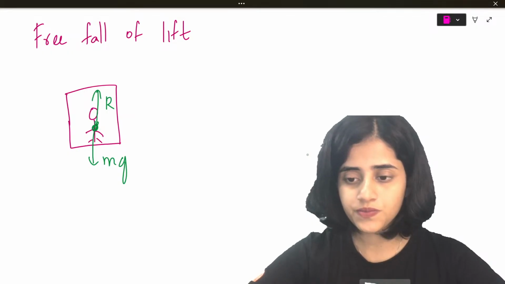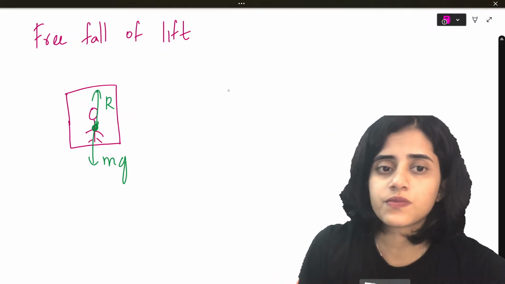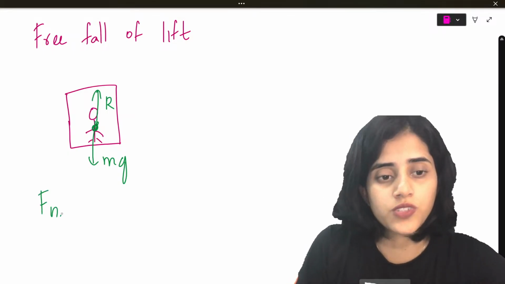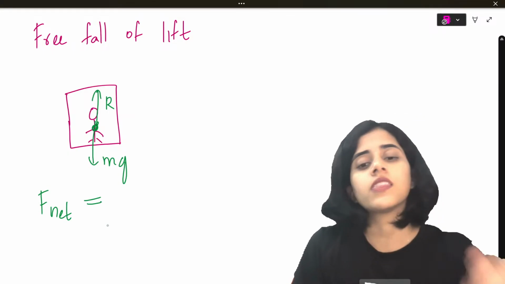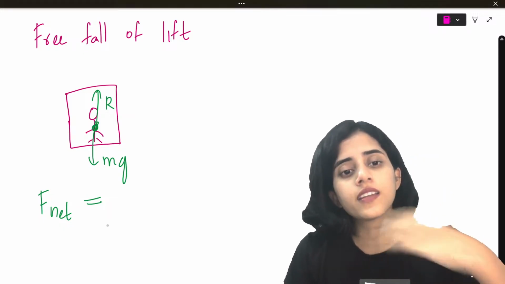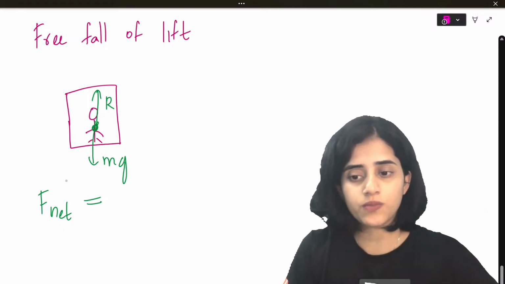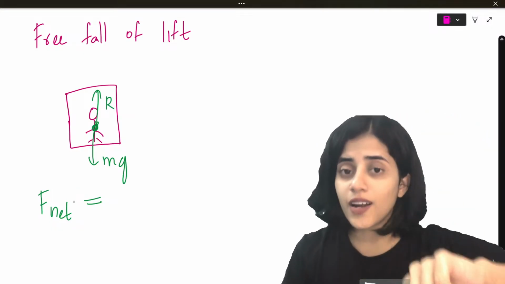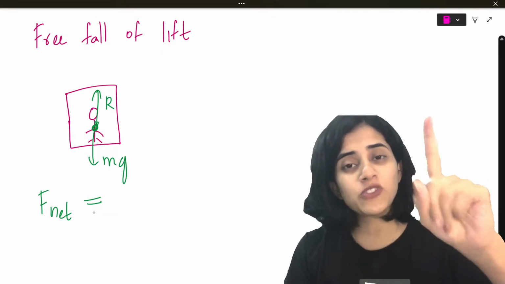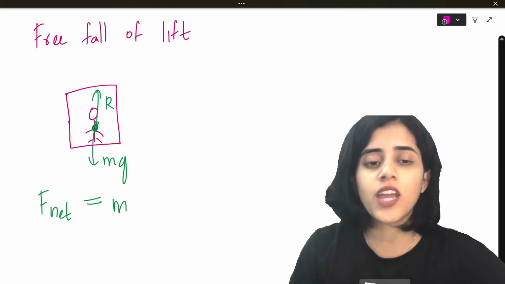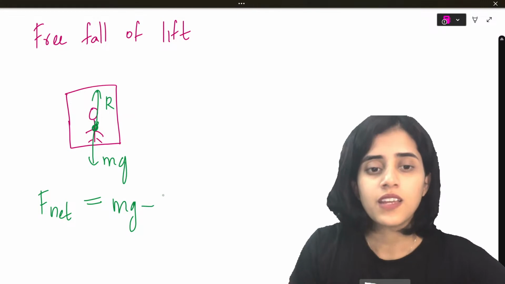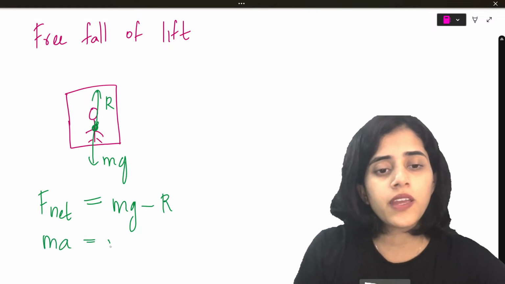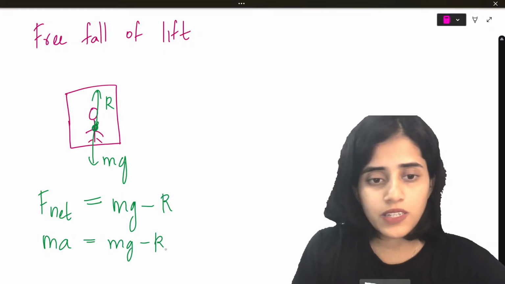Now, the net force. Here the lift is freely falling down. So which direction is it falling? Down. Which is the downward force, mg or R? Mg, so mg should come first. By Newton's second law, ma is equal to mg minus R.